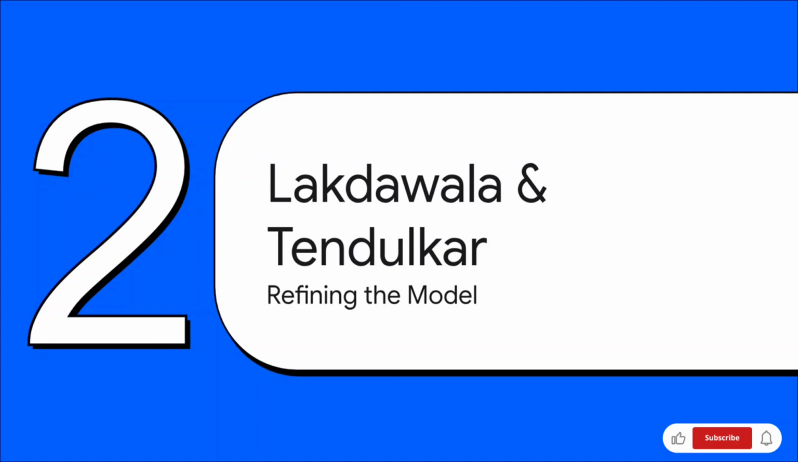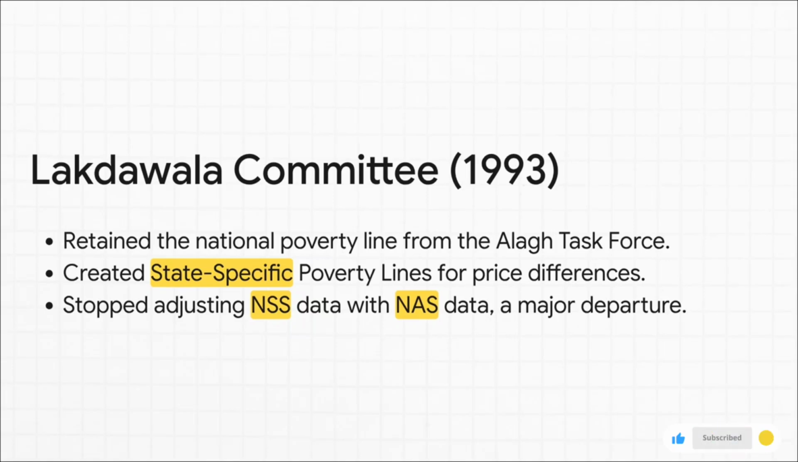All right, with that foundation set, let's see how this model started to get tweaked and then completely overhauled. These next two committees really set the stage for the Rangarajan report. The big idea from the Lakdawala Committee was pretty simple but powerful. The cost of living isn't the same everywhere in India, right? So they introduced state-specific poverty lines. That was a huge step.